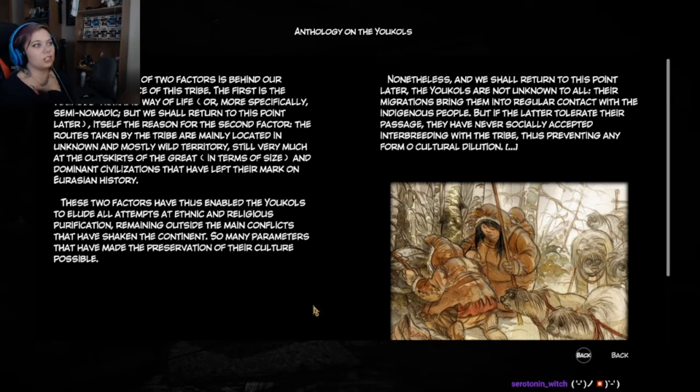Nonetheless, and we shall return to this point later, the Yukols are not unknown to all. Their migrations bring them into regular contact with the indigenous people. But if the latter tolerate their passage, they have never socially accepted an interbreeding with the tribe, thus preventing any form of cultural dilution.